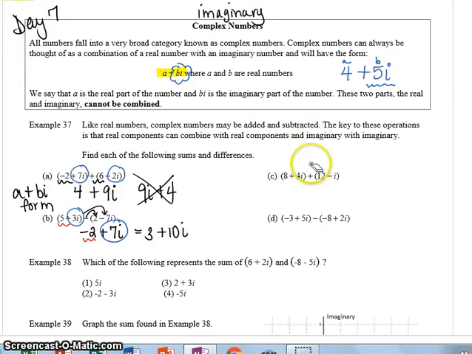Next one, plus means nothing. So I have 8 plus 12 is 20. 4i take away 1i would be plus 3i.